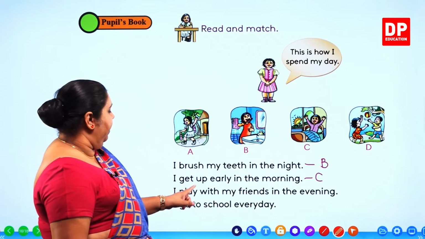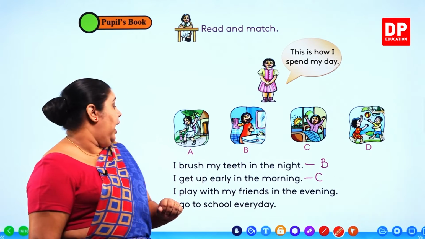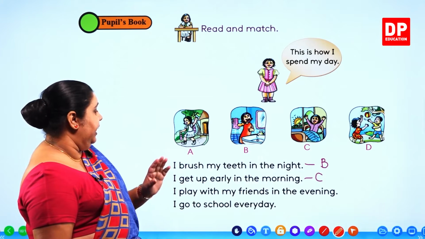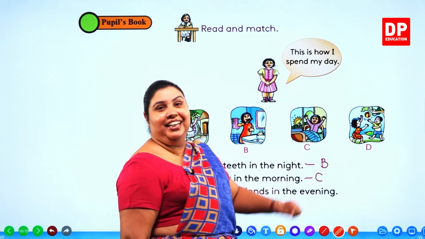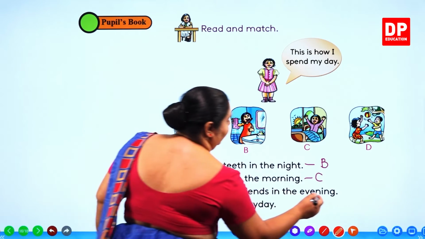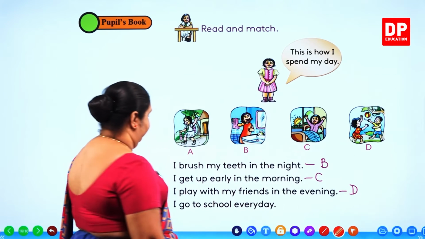I play with my friends in the evening. Which one is that? That is picture D. Okay? Picture D shows us that you play with your friends in the evening.